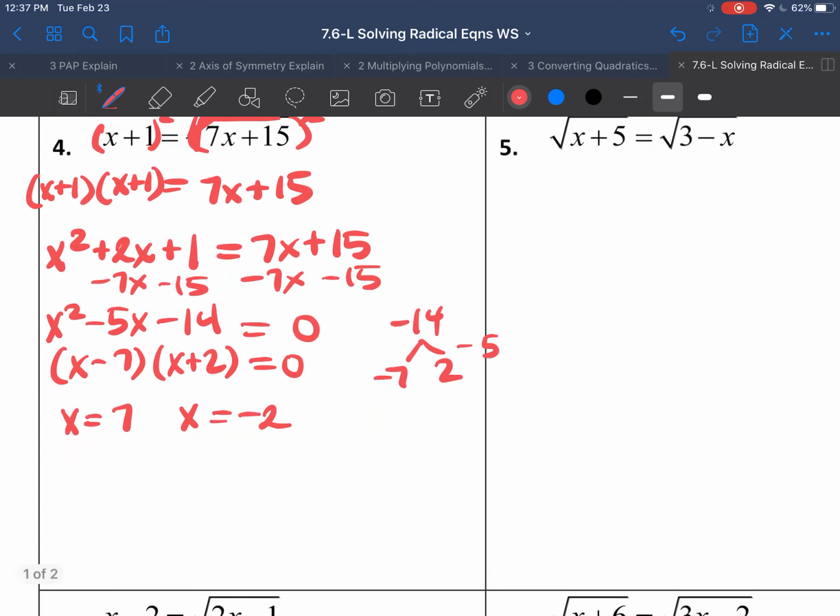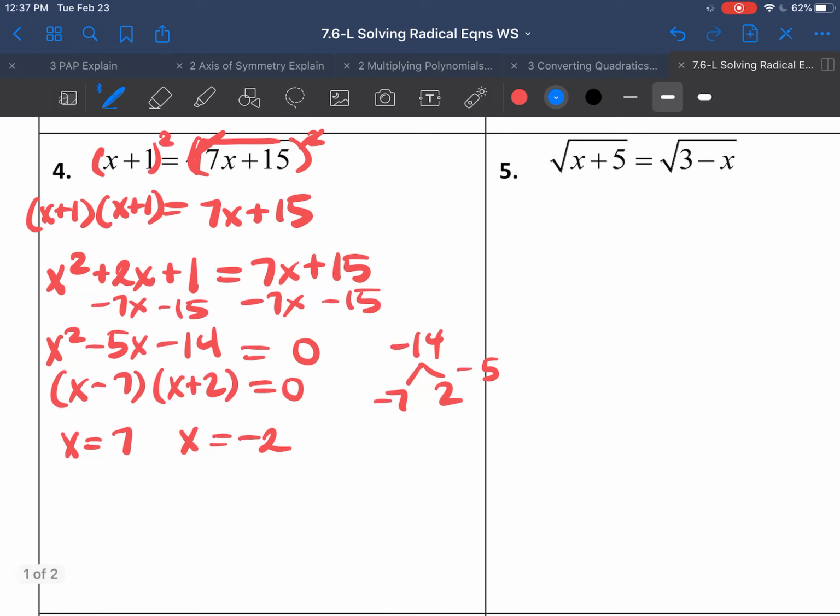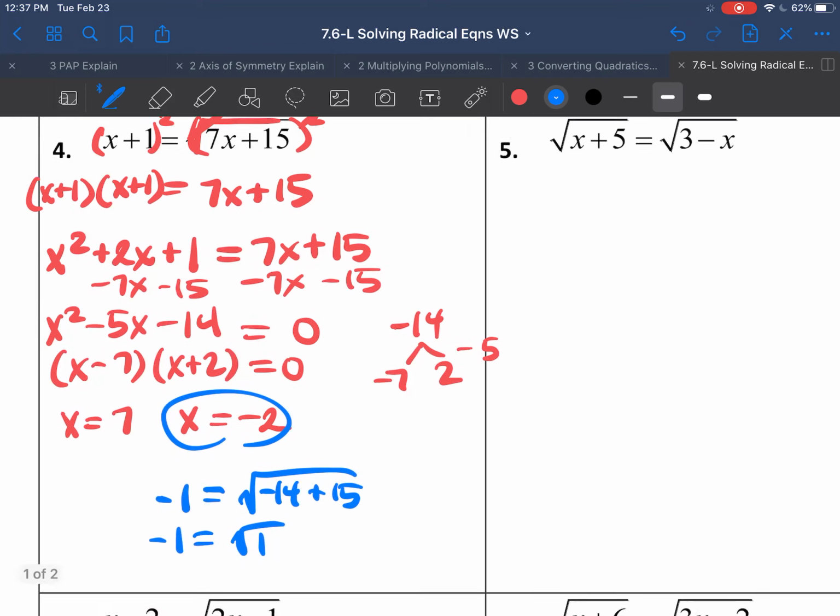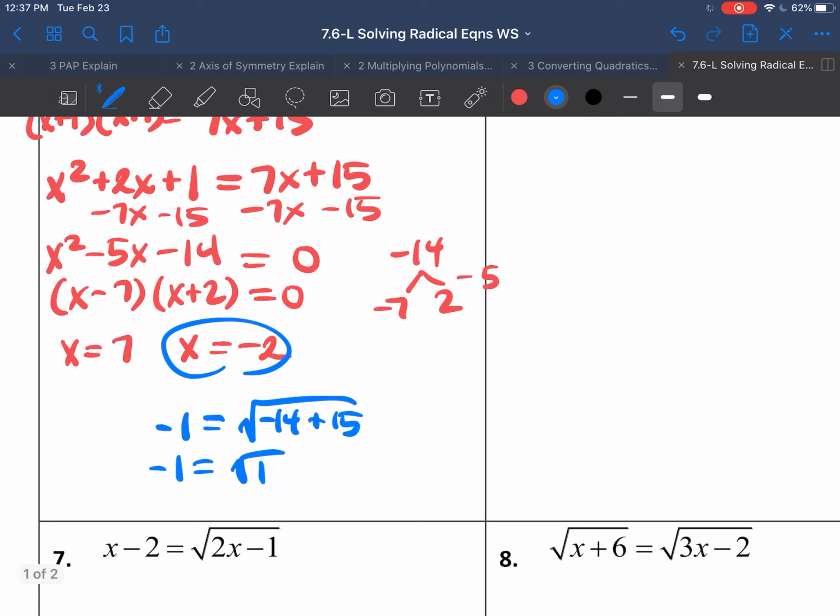We do have to check these. If I plug in this negative 2, I'm going to get a negative 1 on the left side of the equation, and a negative 14 plus 15 under the radical, which I know will not work because a radical's positive square root cannot equal a negative number. So this is extraneous. On a test, if they ask for the extraneous solution, you're going to type in negative 2.